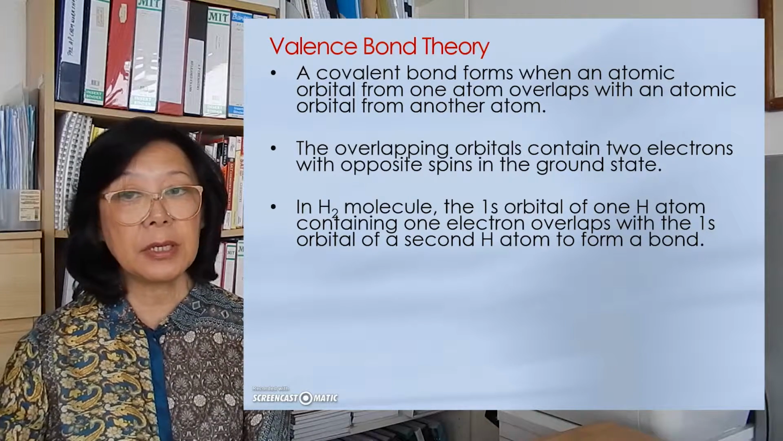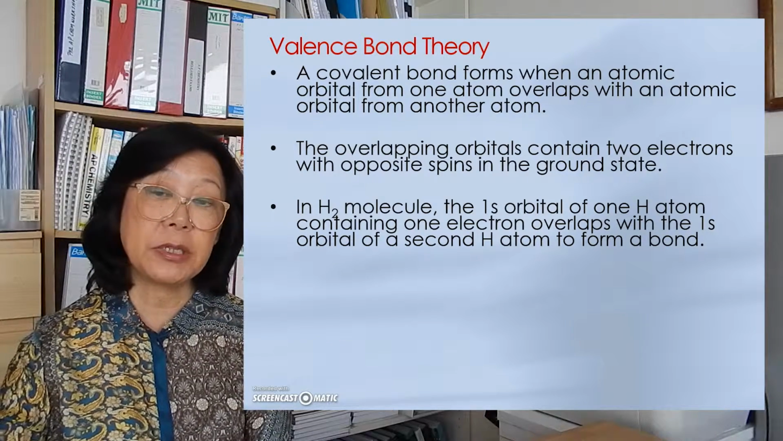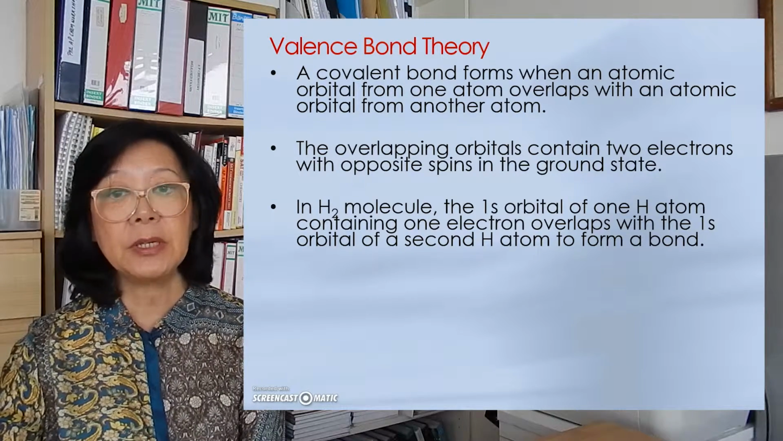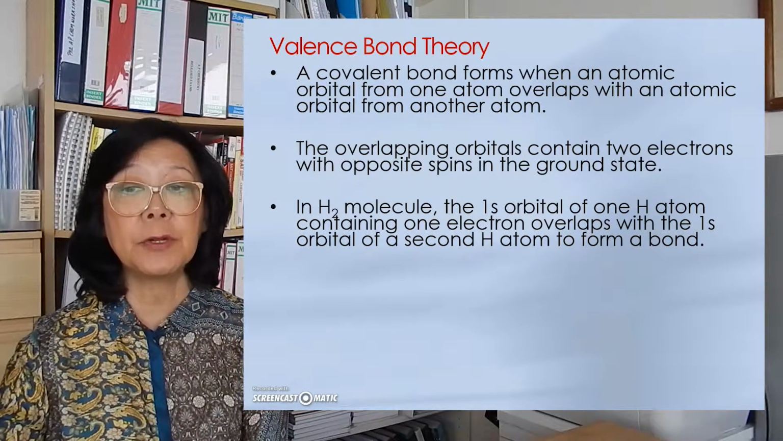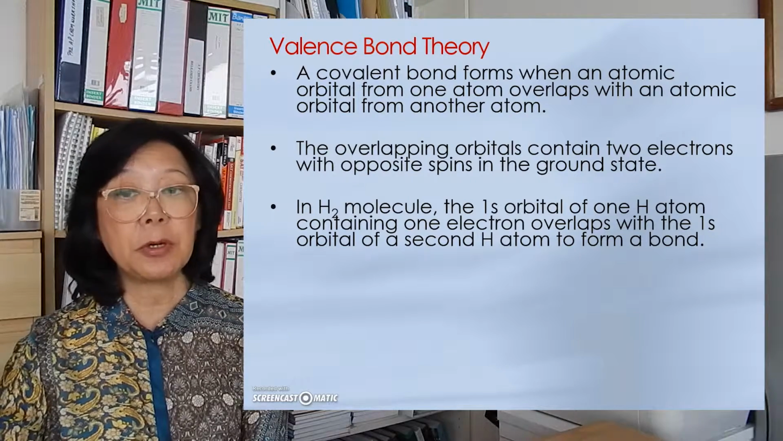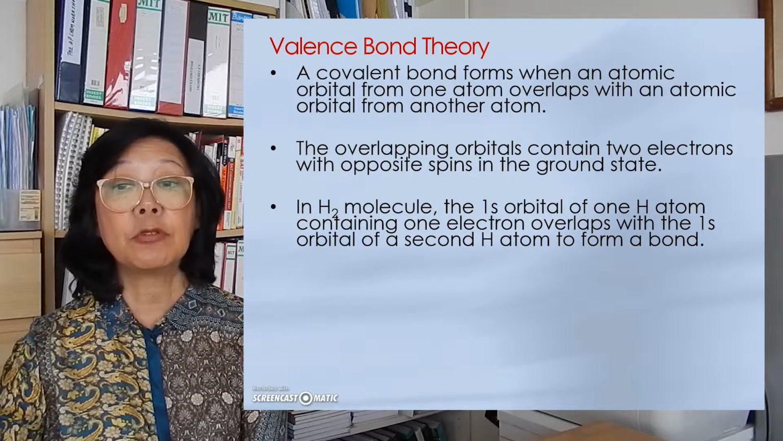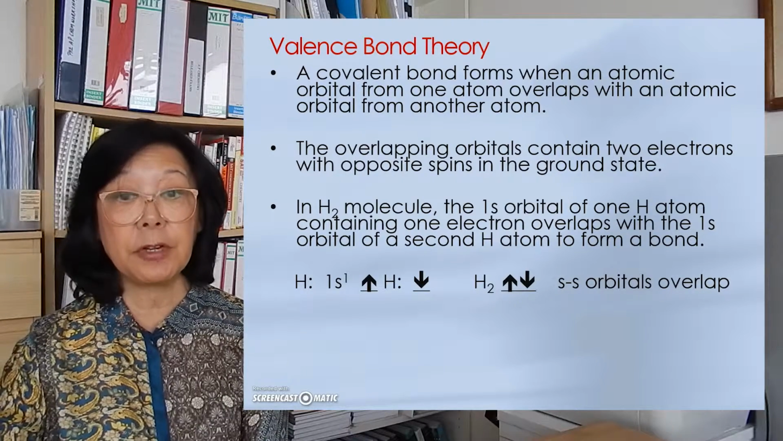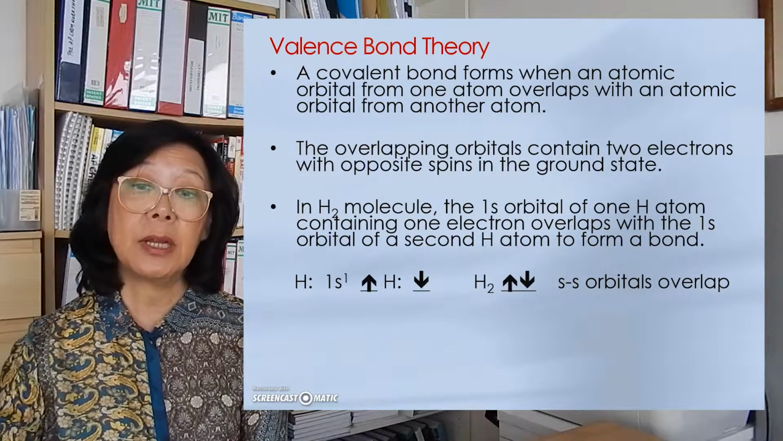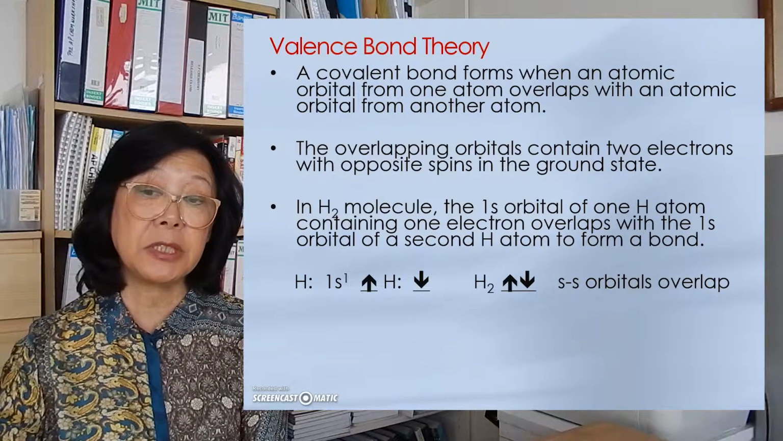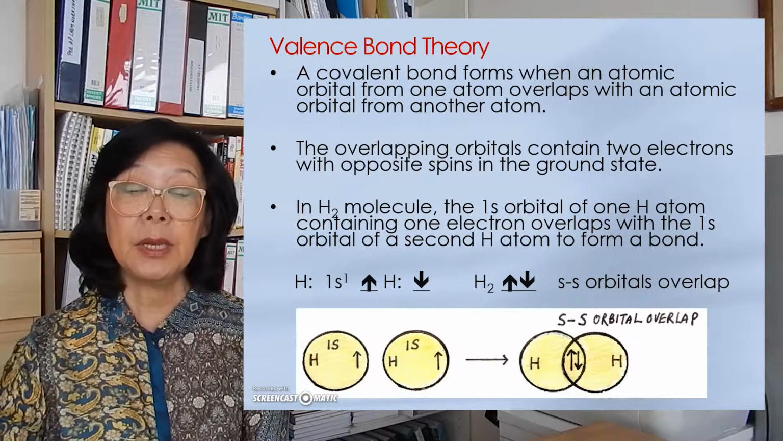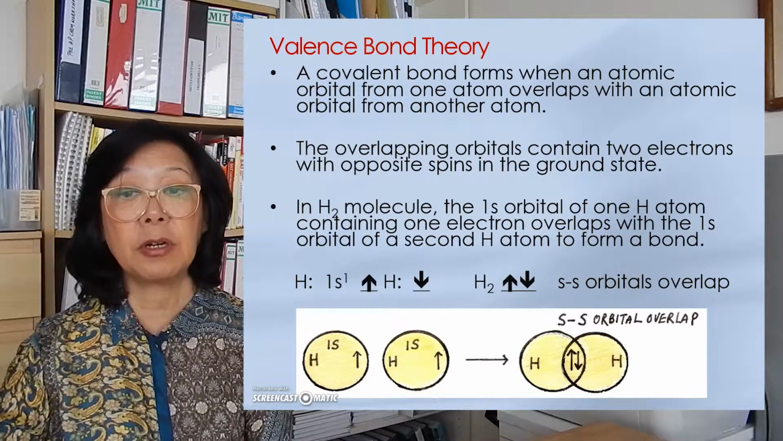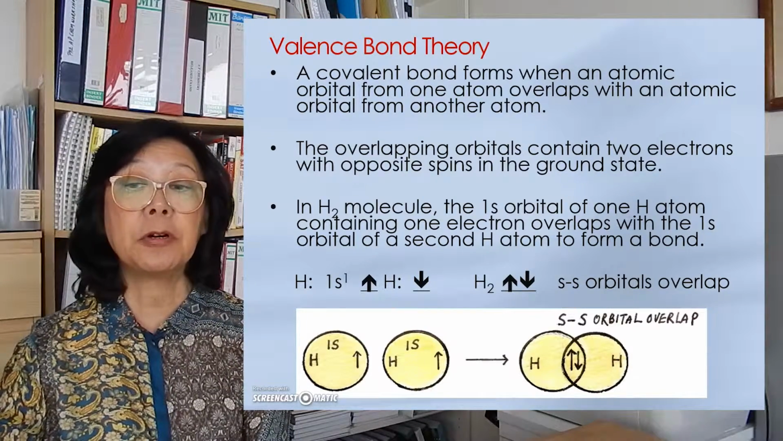In hydrogen molecule, remember each atom has a 1s1 electron, so the 1s orbital of one hydrogen atom containing 1 electron would overlap with the 1s orbital of a second hydrogen atom to form a covalent bond, represented by this electron configuration. Notice how these electrons are paired as opposite spins, and here's a diagram showing the overlap in that region contains a pair of electrons in the s orbital overlap.